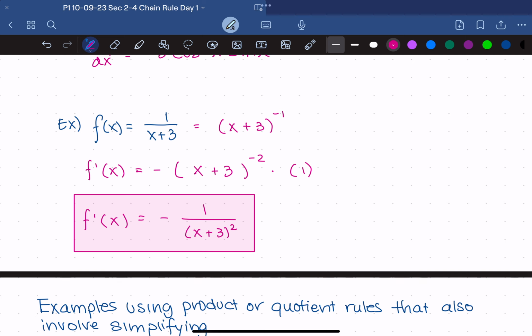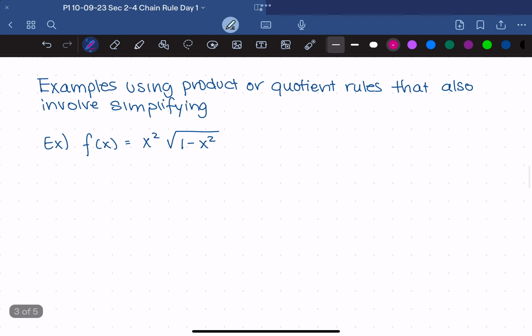All right, here's some trickier ones now. Examples using product and quotient rules that also involve simplifying. Now, honestly, this isn't going to use anything that you don't already know. So if you think you got the hang of this and you're up for a challenge, go ahead and pause the video right now and see if you can do this, and see if you can fully simplify too. And then we can compare answers.